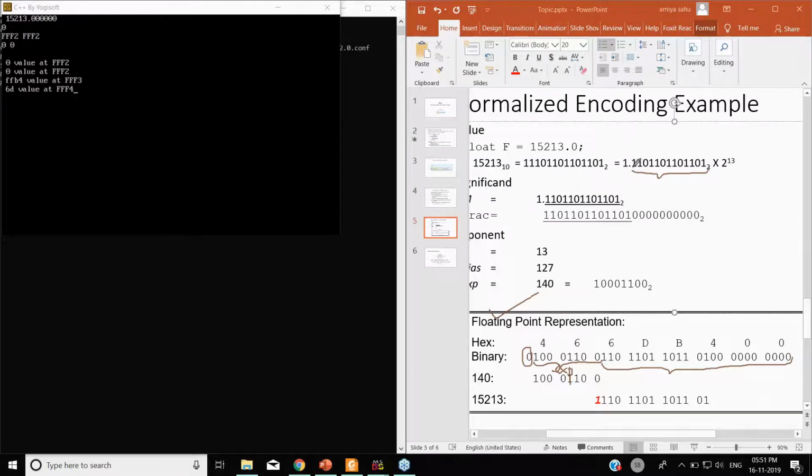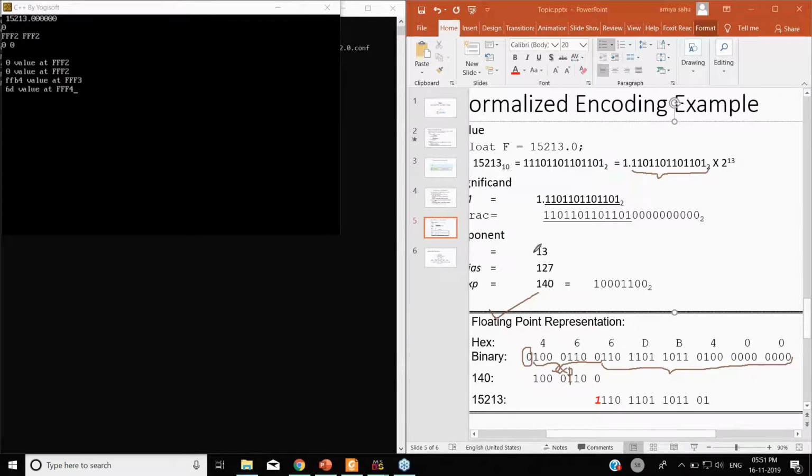So I have kept this binary representation in this number. See, this is 110, 110, 110, 110, 110, 1, and the others are 0. But how did we get this exponent? Here the exponent value is 13.